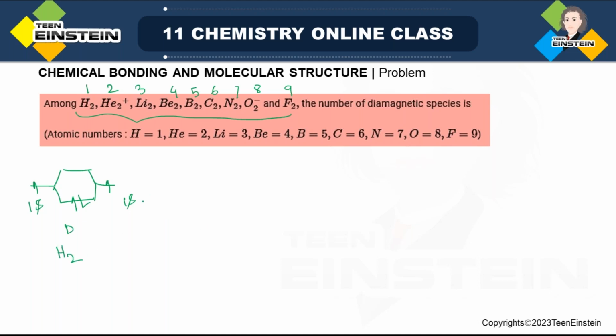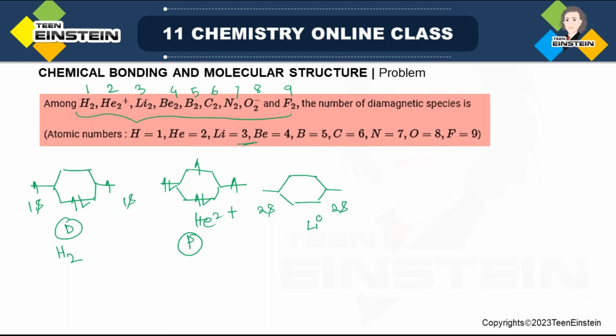Now when it is He2 plus, He2 means 2 electrons on both sides, but as it is He2 plus, I have written 1 electron here. So it will be like this. So this is not diamagnetic, this is paramagnetic. Then the next species, that is Li2. Lithium is atomic number 3, that means 1s2, 2s1. So both sides 2s1, 2s1. So it is just like hydrogen. So this is also diamagnetic.